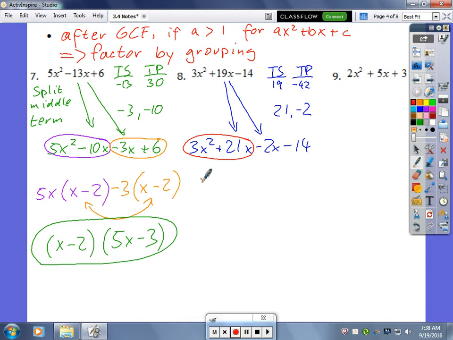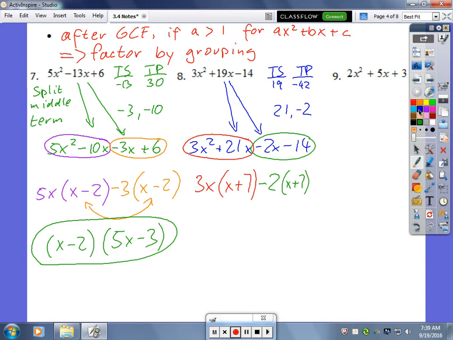3x squared plus 21x have 3x in common. x plus 7 remains. And negative 2x minus 14 have no x in common, just negative 2. And we get x. And again, taking a negative out from a negative turns the number positive, x plus 7.